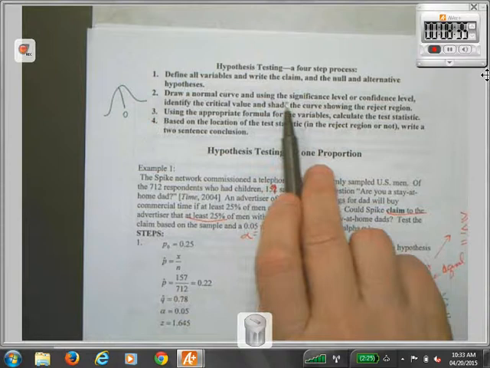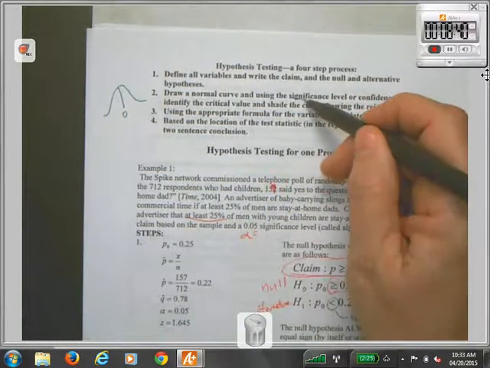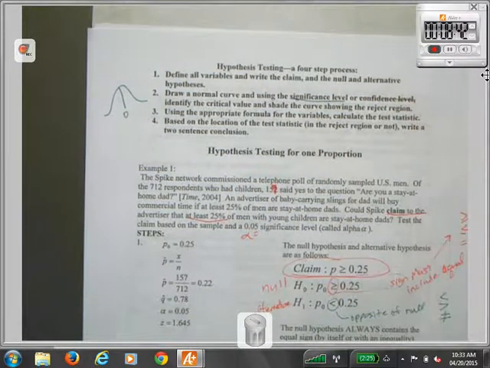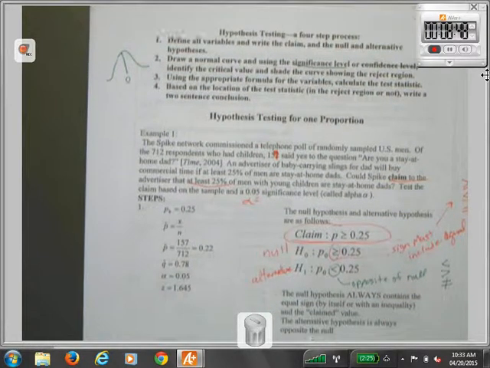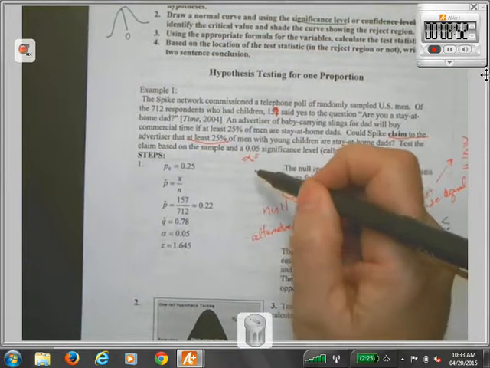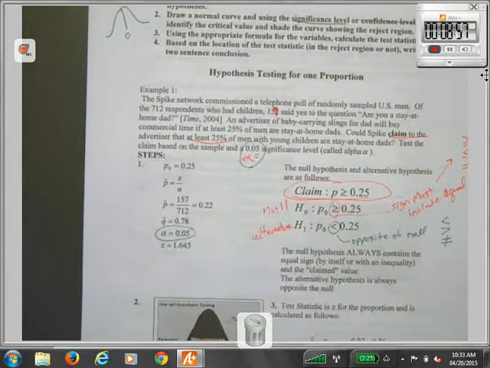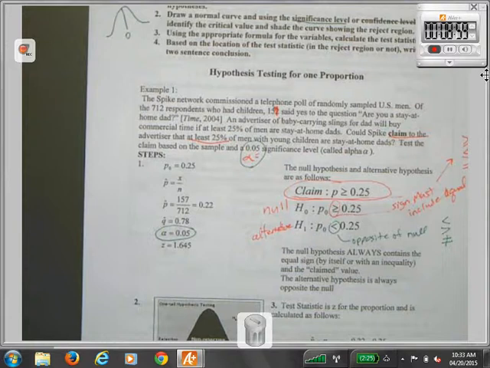Then, using the significance level or confidence level, and really in this case, it's going to just be significance level, you're going to identify the critical value and shade the curve showing the reject region. Okay, now here's where we go to the table. We have a significance level of 0.5. Alpha equals 0.5. Okay. This is what we call a one-tail test.